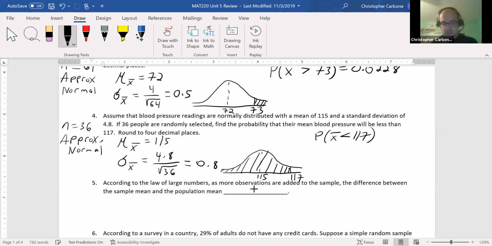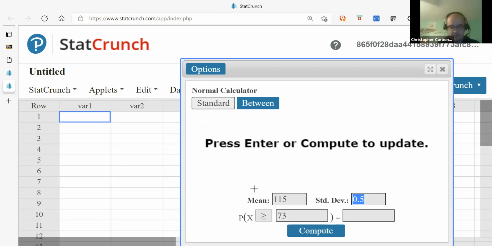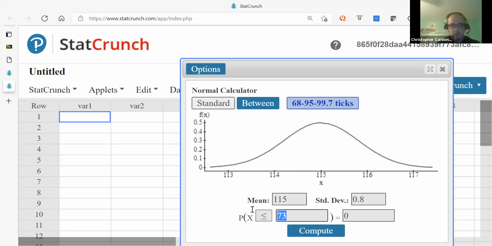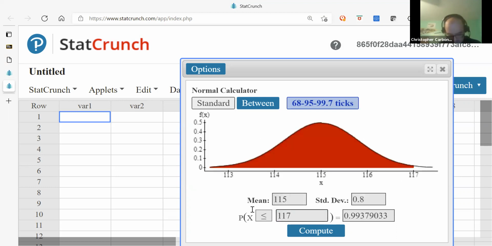So for this particular calculation, in StatCrunch, we change the mean to be 115, the standard deviation to 0.8, and we want this less than 117. This will give us a probability of about 0.9938 in this case.